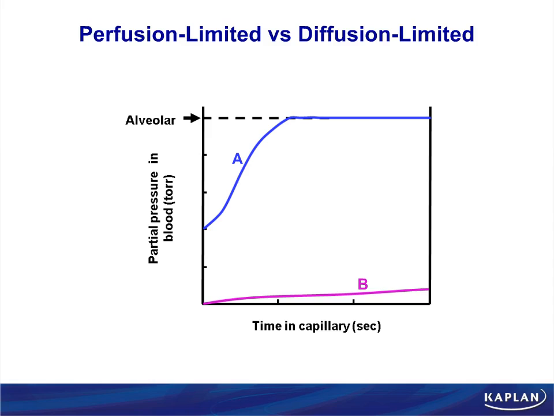Now, maybe you've already figured this out, but the prototype for A is oxygen. So that's diffusion characteristics, time in the capillary for oxygen. B, classic example there, is carbon monoxide. So I show you this graph because you may see something like this. They may assess you on this idea on step 1. Again, A, oxygen, perfusion limited because it equilibrated. B, carbon monoxide, not even close to equilibrating. It is diffusion limited, and that is carbon monoxide. That is our prototypical diffusion limited gas.